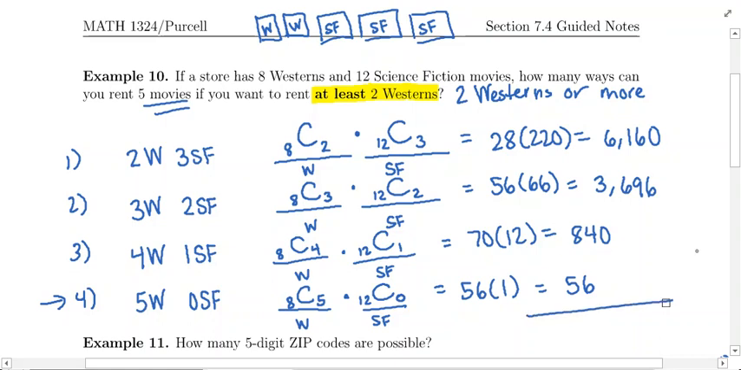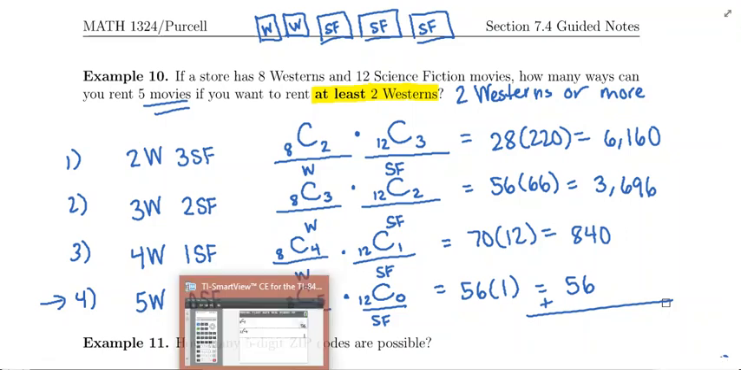And so since each situation is possible, what you have to do to get the final answer is add all these numbers. So you need to do 6,160, add that to 3,696 plus 840 plus 56. You're taking each situation, figuring out how many ways it can be done, and then you're adding up all of your options. So let's go to the calculator and do this.